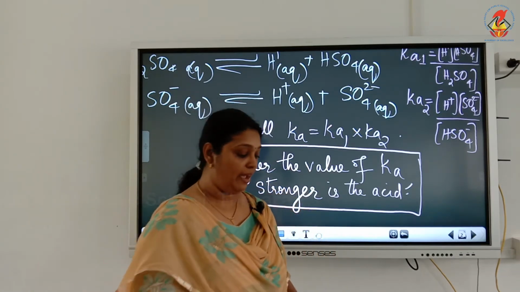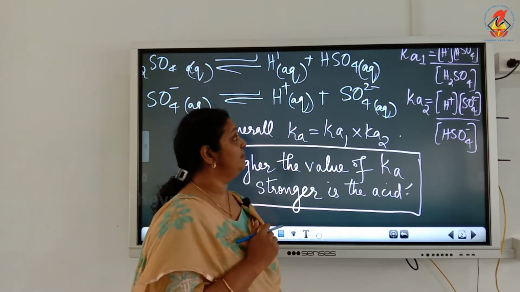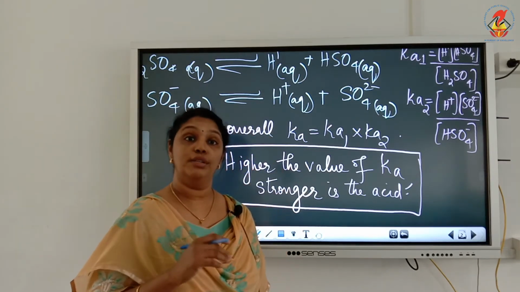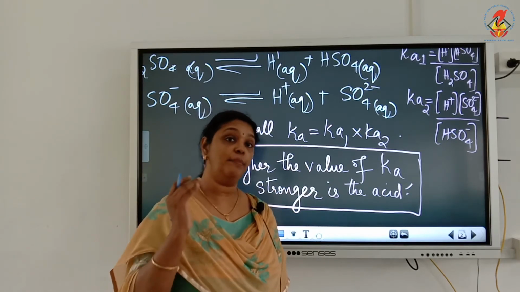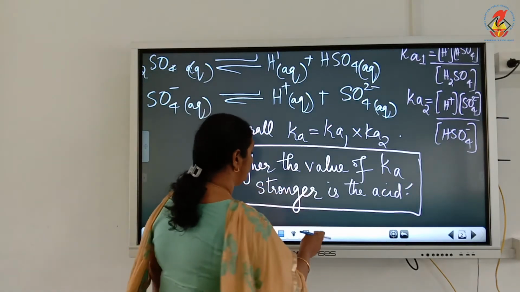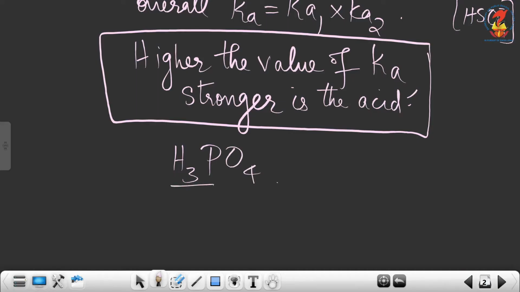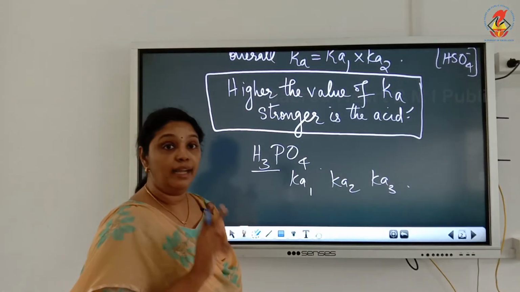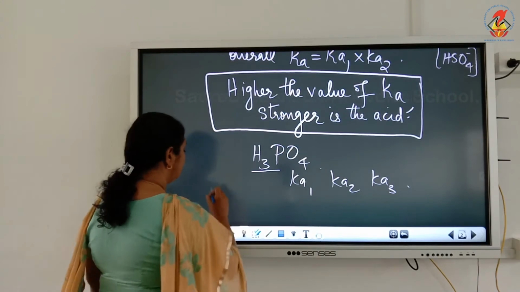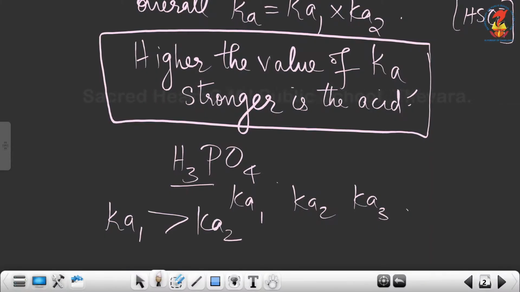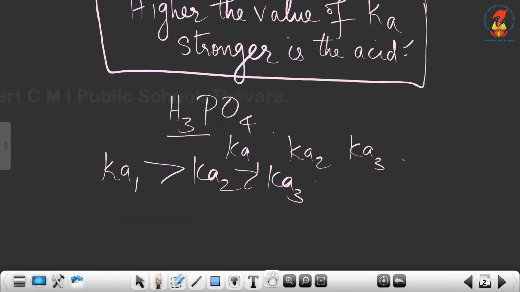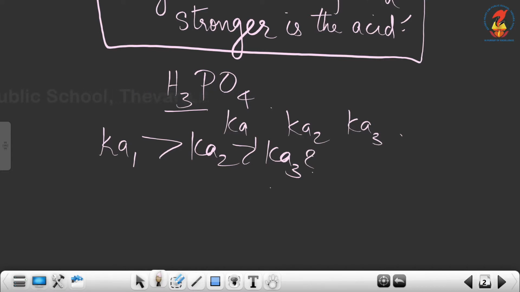Now again we have a question here. For sulfuric acid we have Ka1 and Ka2 values. Also for H3PO4, which is phosphoric acid, you can have three ionizable protons because there are three hydrogens. So we will have Ka1, Ka2 and Ka3 values. Now, the question is, why is the Ka1 value greater than Ka2, greater than Ka3? Very important question.